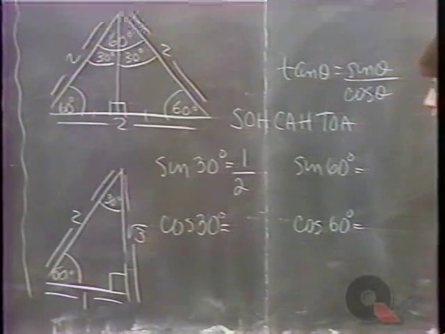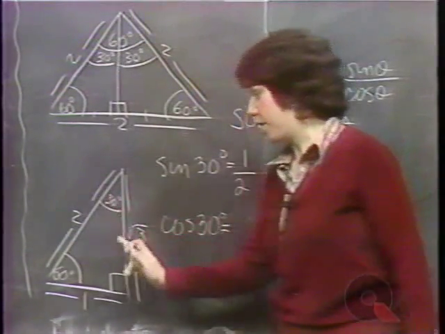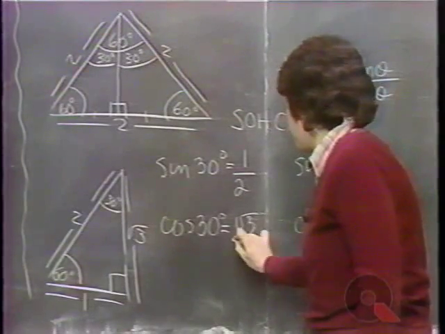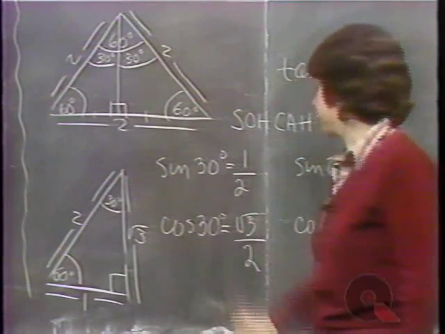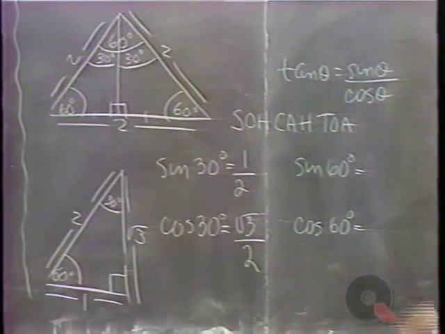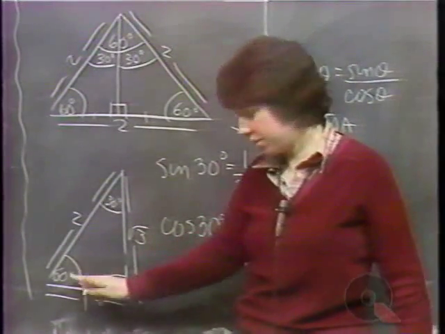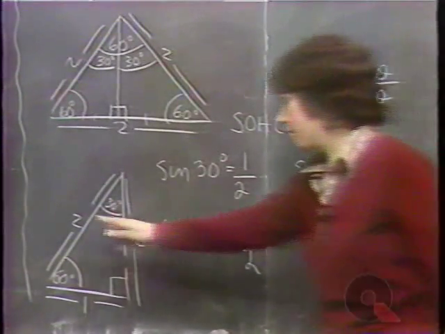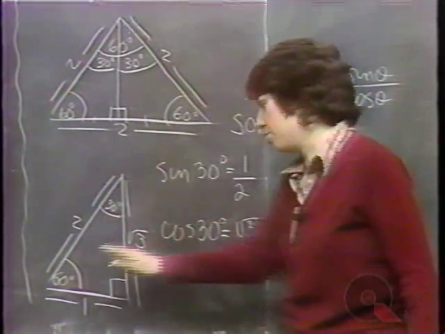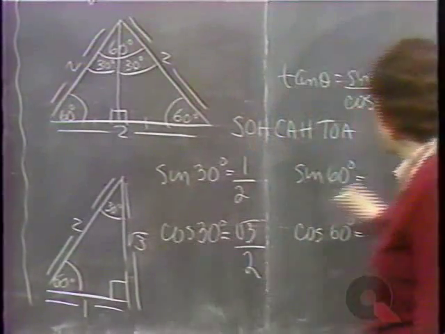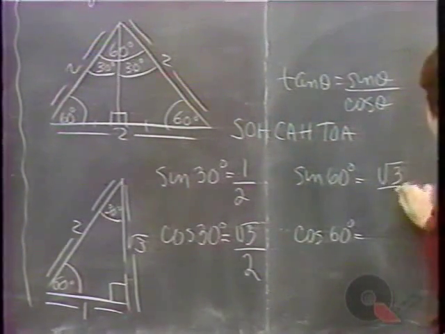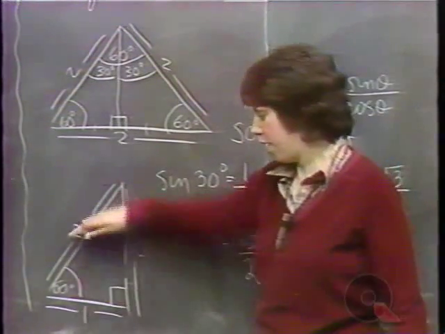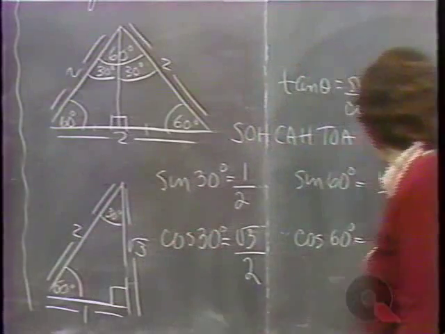Okay, cosine of 30 degrees, adjacent over hypotenuse. The side adjacent to the 30-degree angle has length square root of 3. The hypotenuse is 2. Now we switch our orientation. We're now down here, 60-degree angle. The sine of 60 degrees is opposite over hypotenuse, but the side opposite 60 degrees is this side of length the square root of 3. And the hypotenuse is 2. And the cosine of 60 degrees, adjacent over hypotenuse, is 1 over 2.